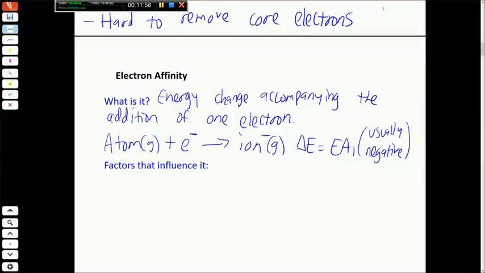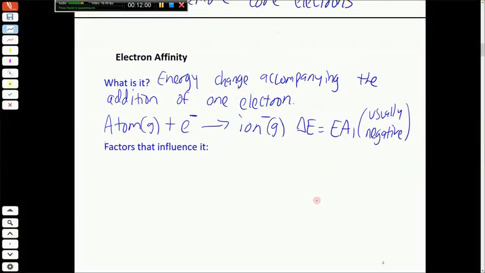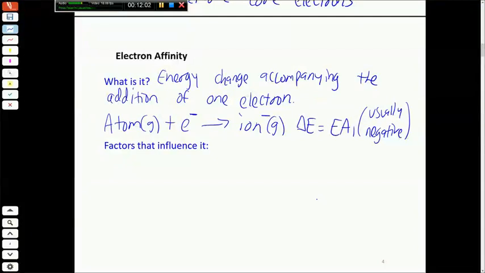And the factors that influence electron affinity are very similar, almost identical, to the factors that influence ionization energy. So if you talk about the size of the atom, there's sort of an inverse relationship. Larger atoms have smaller electron affinities.